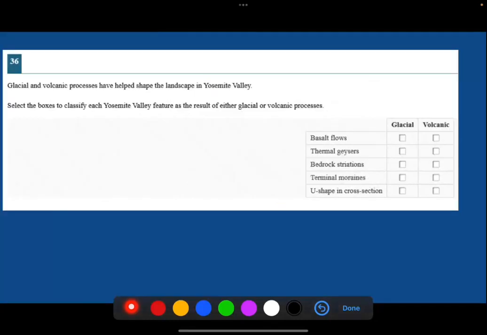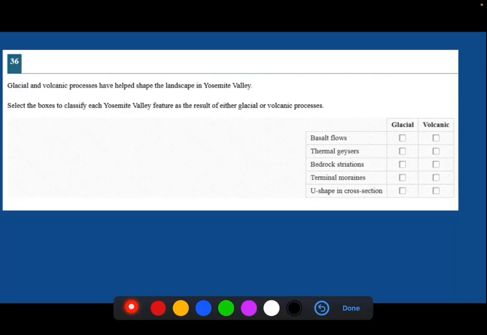One question that you guys tended to not do well on was number 36 on that benchmark assessment. It says, glacial and volcanic processes have helped shape the landscape in Yosemite Valley. Select the boxes to classify each Yosemite Valley feature as a result of either glacial or volcanic processes. We know a lot about volcanoes and glaciers. I'm thinking maybe it was just vocab that got you kind of goofed up. Basalt flows, thermal geysers, bedrock striations, terminal moraines, and U-shaped in cross-section.